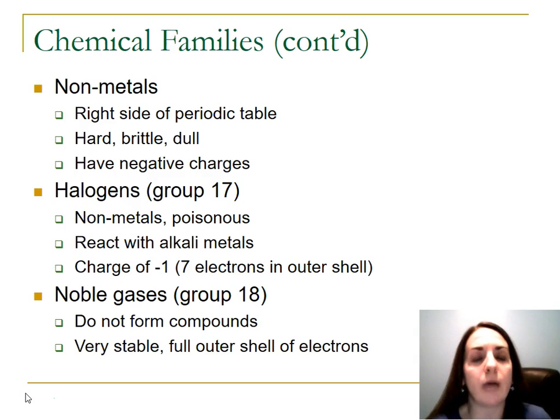And then the noble gases, group 18, very, very stable. Their outer shell of electrons is full, so they do not form compounds. They're happy just how they are. So that's basically it for chemical families. I just wanted to give you a brief overview of some of their properties.